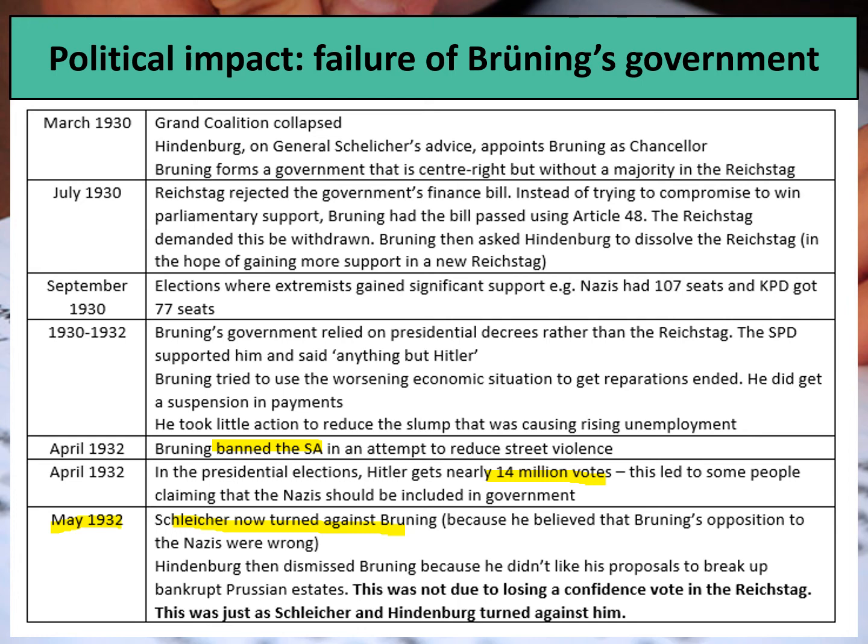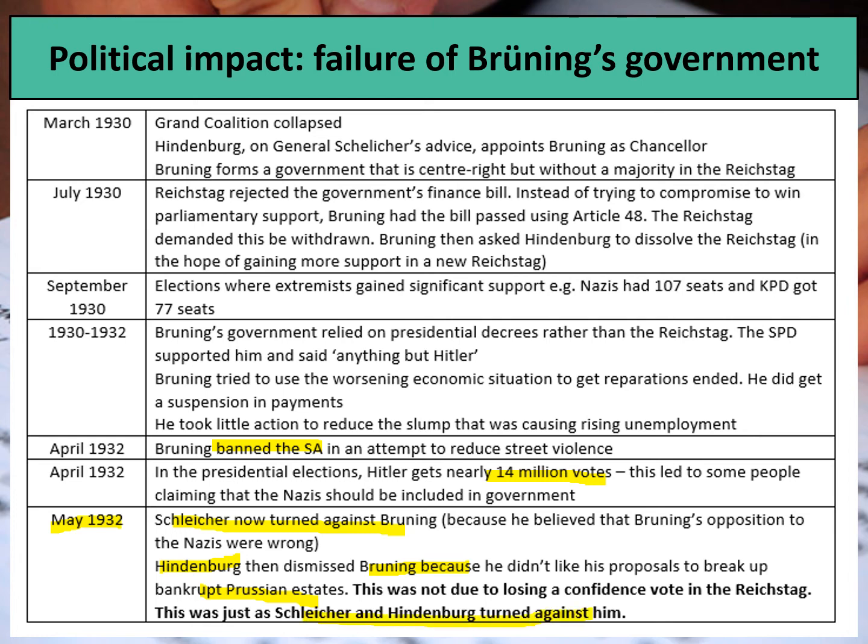So Schleicher then starts scheming with Hindenburg, and Hindenburg then dismissed Brüning because he didn't like his proposals to break up some bankrupt Prussian estates, which we'll come back to in 3.3. Essentially, he didn't like his dealing with the Nazis, and he didn't like some of his ideas for land reform. Now, this was not about him losing a confidence vote in the Reichstag. This was just about Schleicher and Hindenburg turning against Brüning and deciding that he wasn't the man for the job anymore.